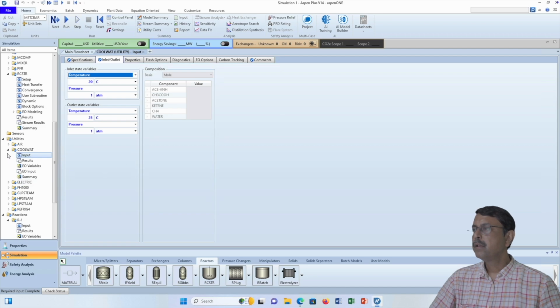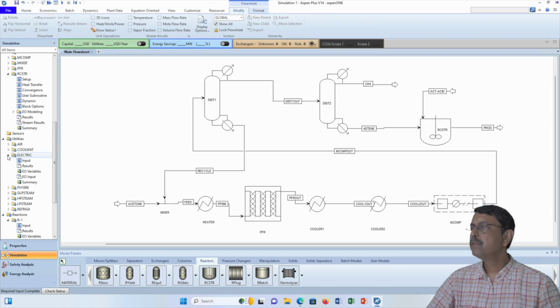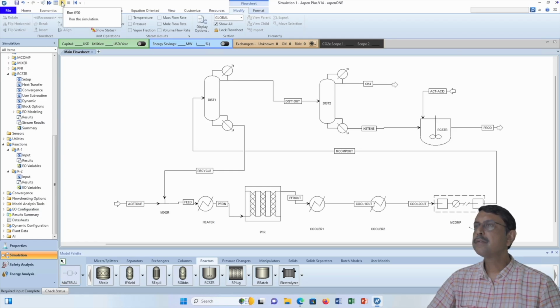Similarly, electricity. Now, in the electricity condition, we do not have any specific purchase price at this moment, so it has taken some default value. Here also it depends upon place to place. Probably it has taken the default value somewhere in the US, but in India it will be much cheaper. The electricity price changes. It will be different for different states in India. So let us not talk about the utility now. We have the required input complete, so we can run the process first.